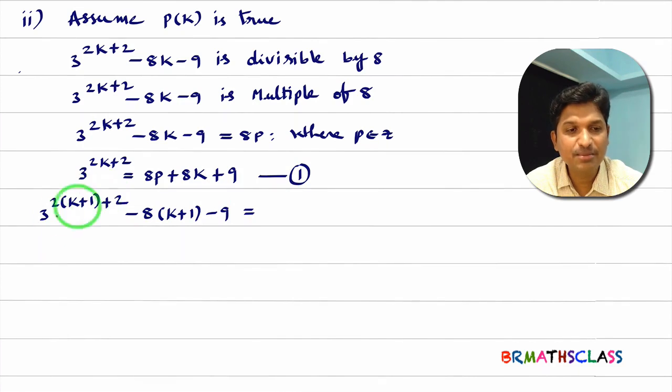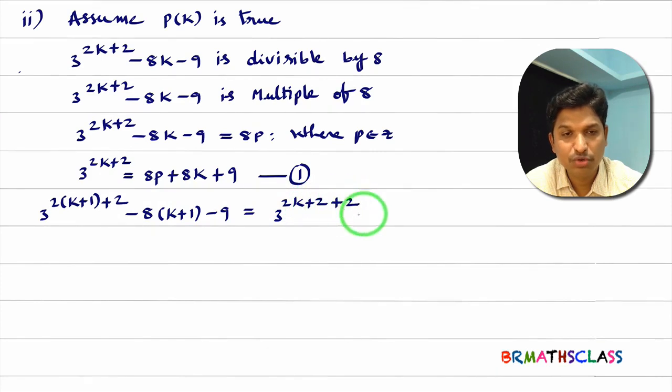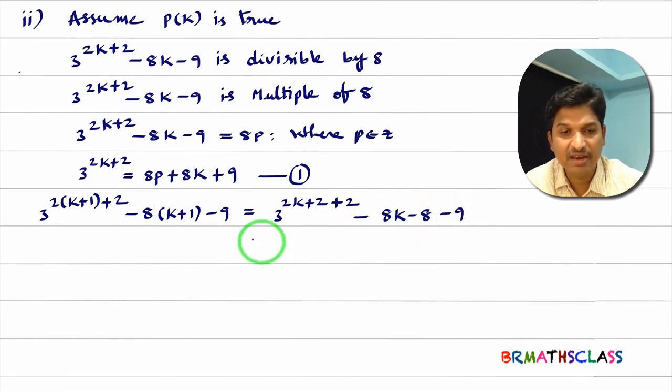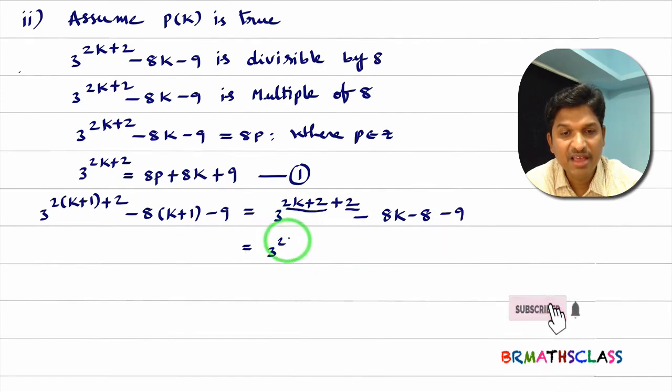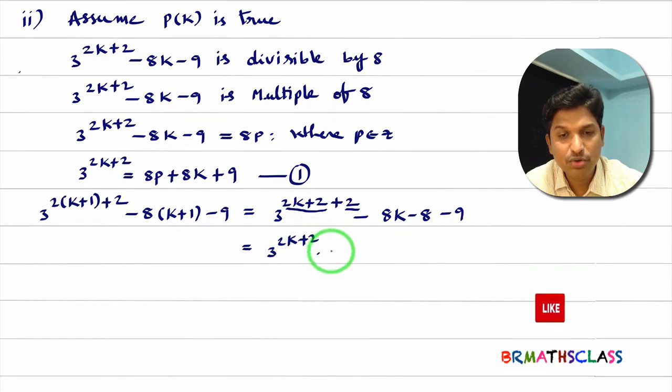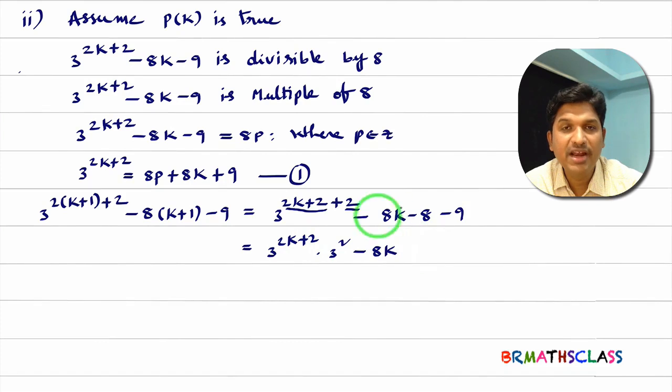Okay, let's start simplifying this. 3^(2(k+1)+2) − 8(k+1) − 9. Multiplying, what will you get? 3^(2k+2+2) − 8k − 8 − 9. You observe here this part, it is like a^(m+n). a^(m+n) can be written as a^m into a^n. Remaining all I write as it is, −8k − 8 − 9 is −17.